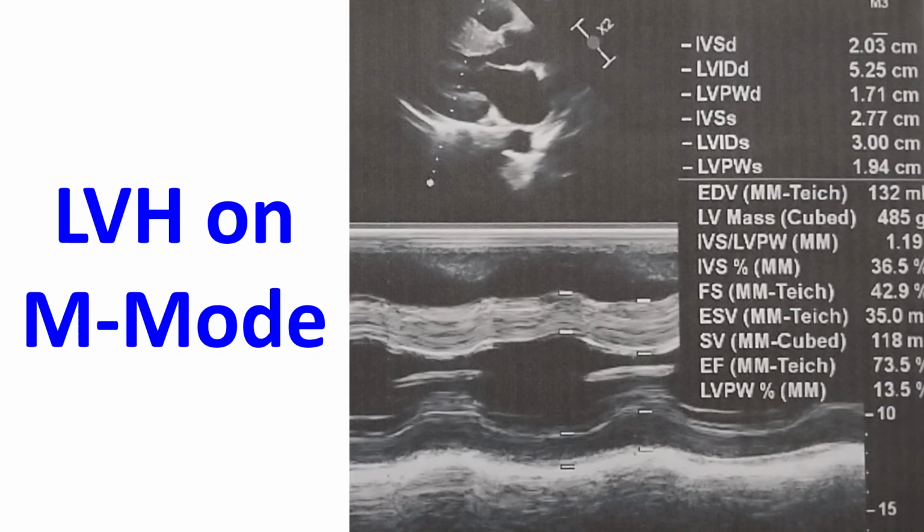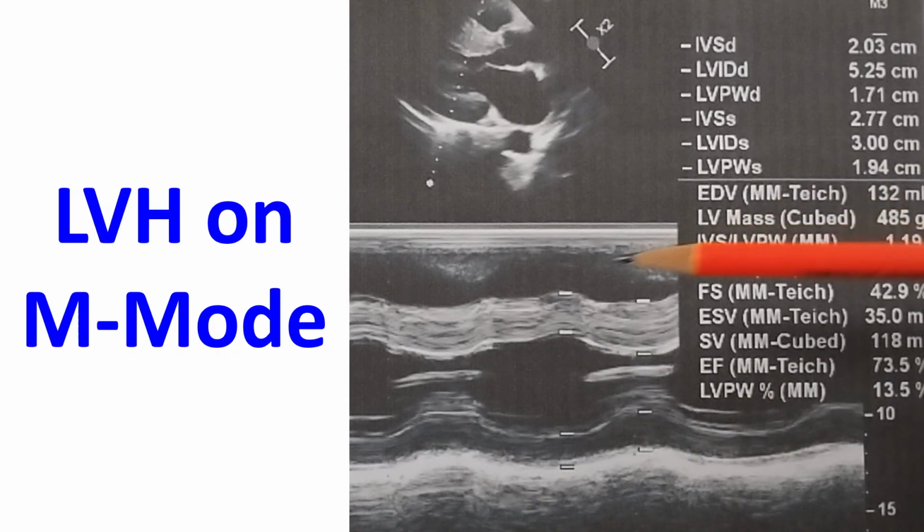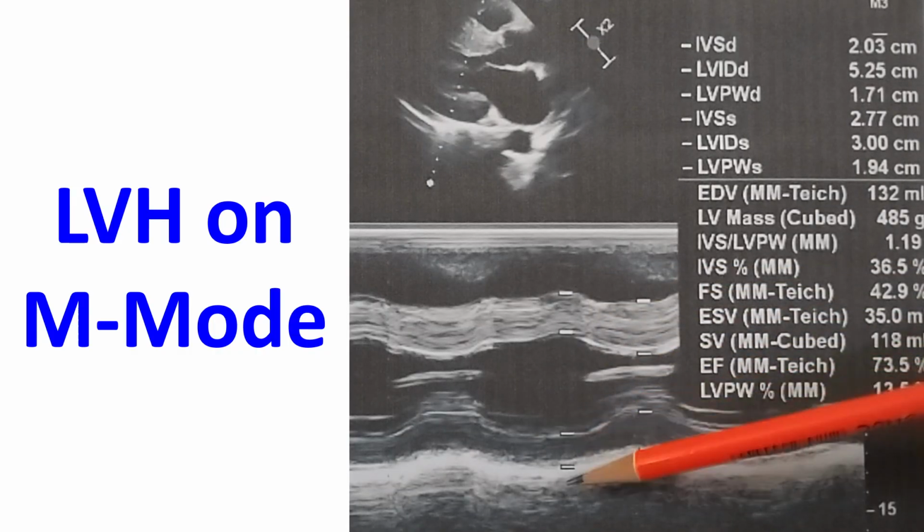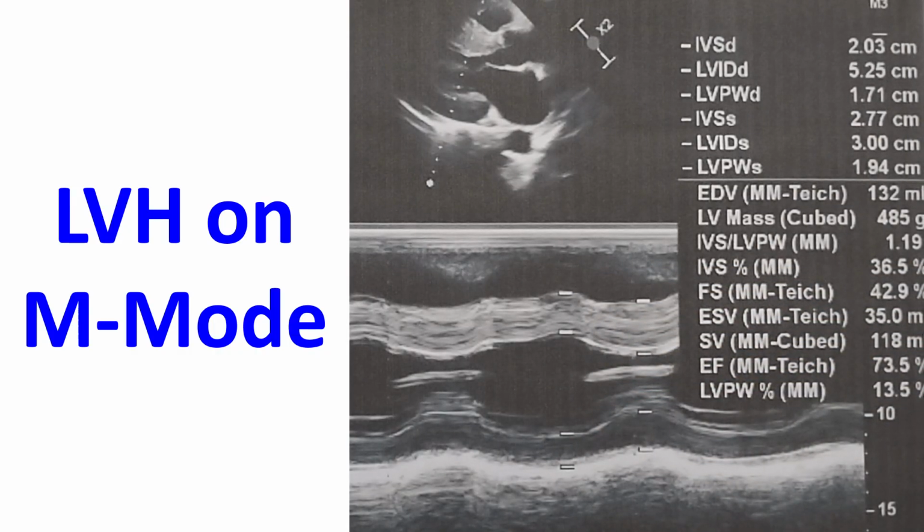To say asymmetric septal hypertrophy, we will compare these two diastolic measurements. Compare the septal and posterior wall. Usually they will be nearly equal. Here you can see 2.03 versus 1.71. Slight difference is there. Septum is a little bit more. But in asymmetric septal hypertrophy of hypertrophic obstructive cardiomyopathy, it will be much more.